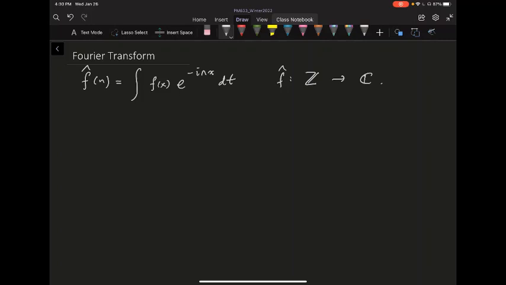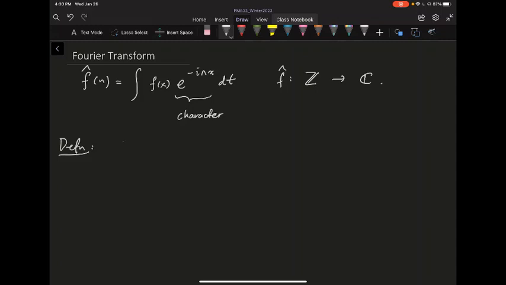Now we already see that this e to the negative i n x is basically a character. We just introduced it last week. So we now just replace this e to the i n x by the character. Basically, we define the Fourier transform as a function on the dual group. All right, so here's the definition.